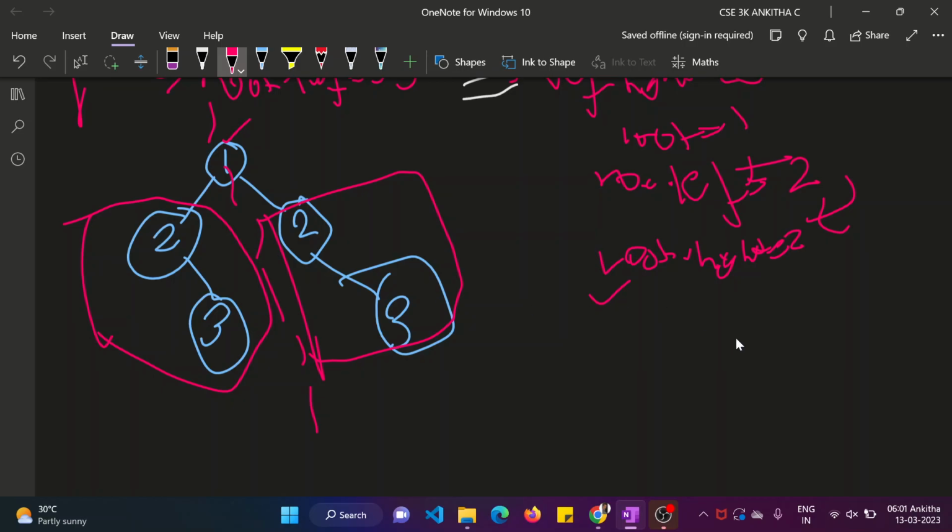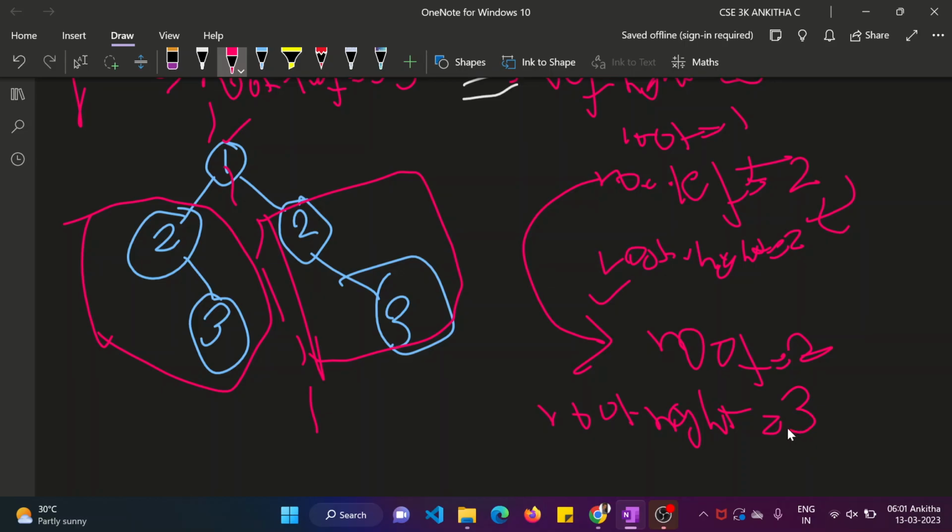So if you consider 2 as the root node, now root will be equal to 2. For this left part, this root dot left, now that will become a root. So root equal to 2. So root dot right we have. Root dot right is nothing but 3.